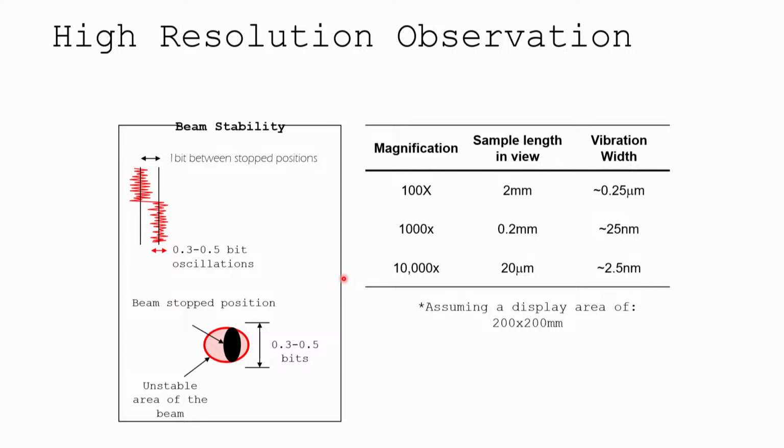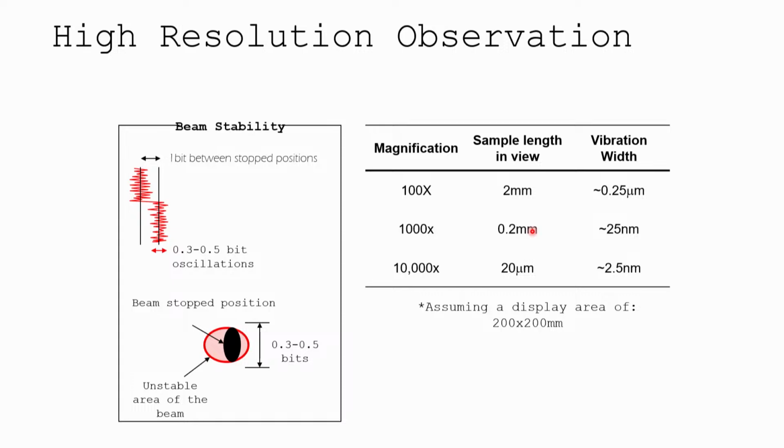This is something that I never really knew about until I talked with somebody who designed electron optics for JEOL microscopes. It's the interplay of spot size with magnification, the magnification setting of the SEM. If you are in spot mode at a magnification of 100x, so you can see 2 millimeters, your vibration width is about a 1/4 micron.